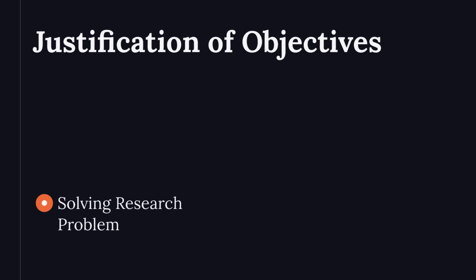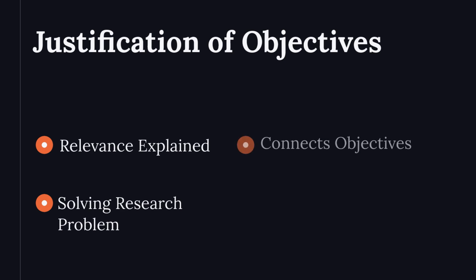Justification explains why each objective is relevant. It connects objectives to the research problem. This shows how they contribute to solving it. Justifications ensure objectives are not random. They are logically connected and actionable.